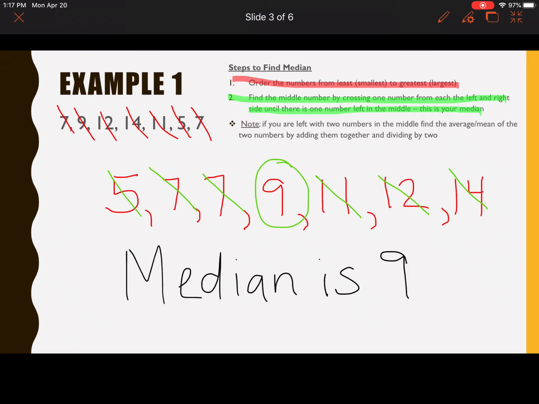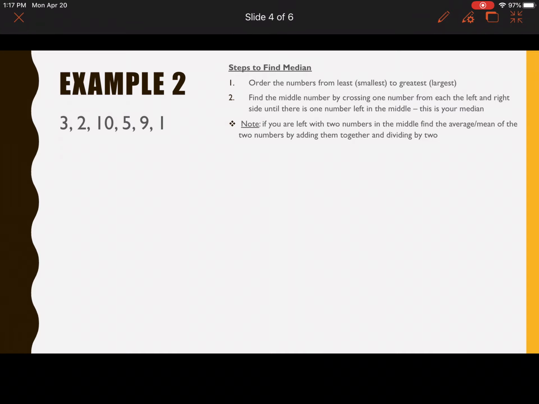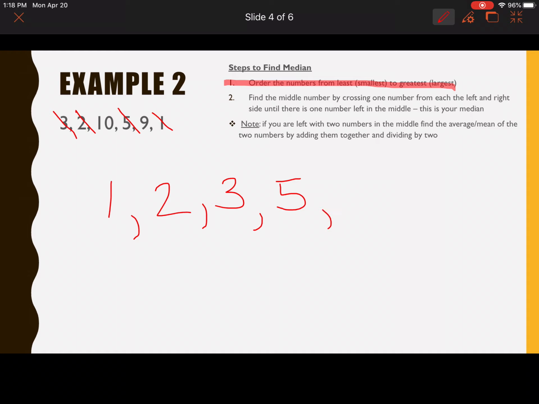So now we're going to look at a second example that's going to be a little bit different this time. So example 2, we have in our set of data 3, 2, 10, 5, 9, and 1. So we're going to start with step 1, which is order the numbers from least to greatest or smallest to largest. So we're going to look at our list again, find the number that is the smallest, and that's going to be 1. I'm going to cross it off so I know I already used it. My next number is going to be 2, then 3, 5, 9, and then last but not least, 10.